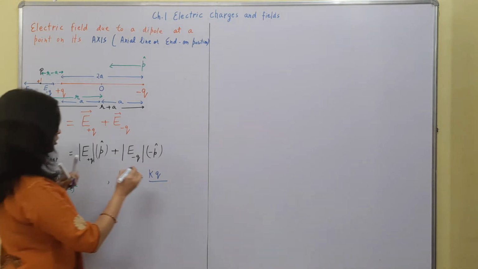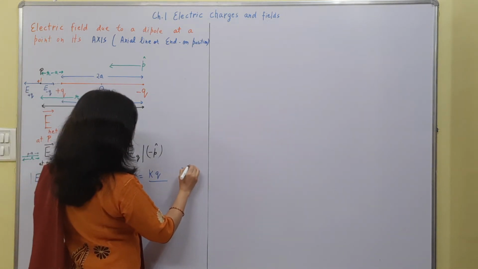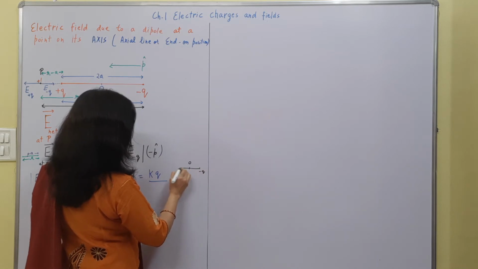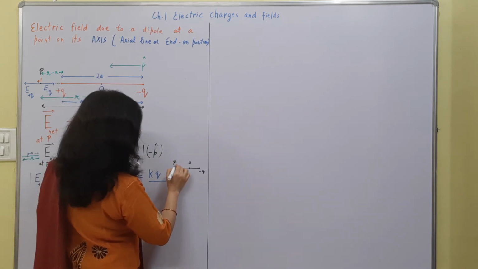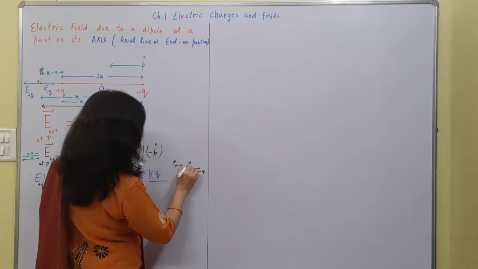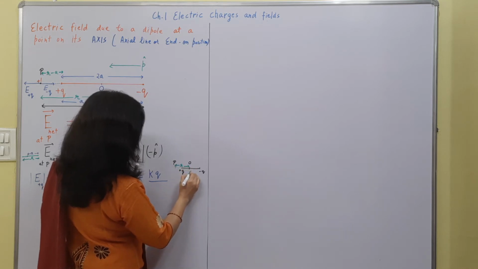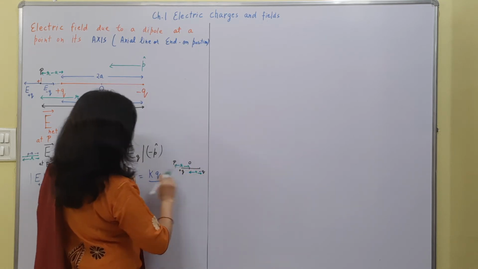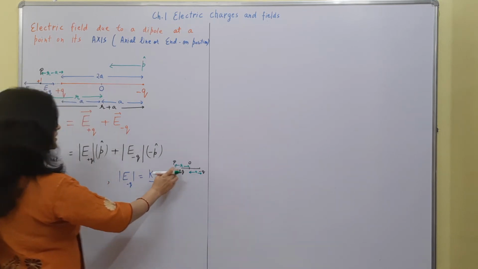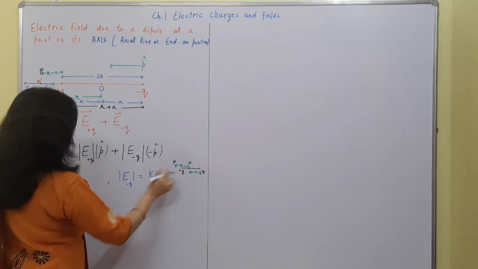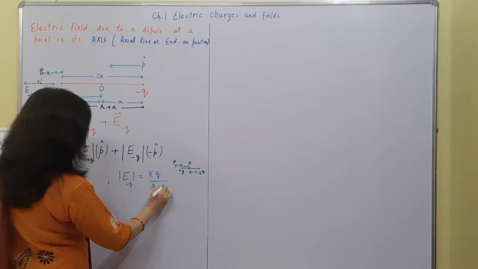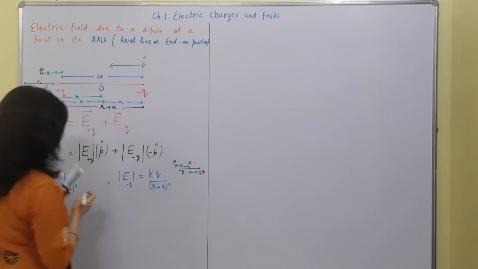So I'll just draw this: this is the center of the dipole. This is minus Q charge, this is plus Q charge, and this point is P, which is at distance R from the center, and this separation is A between the center and the minus Q charge. So the complete separation between the minus Q charge and the point P will be R plus A. So here it will be R plus A whole square.